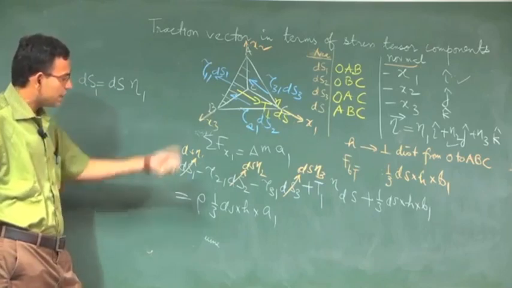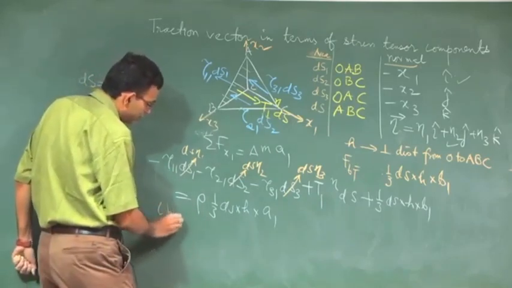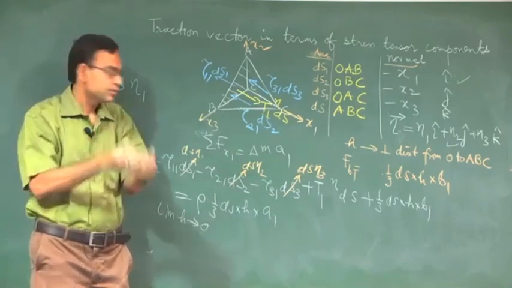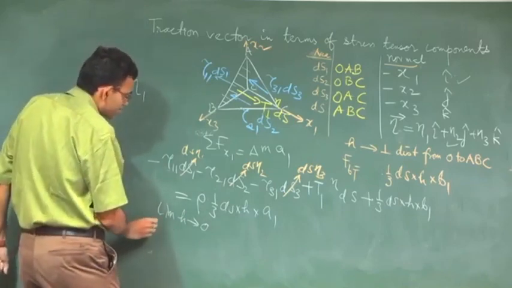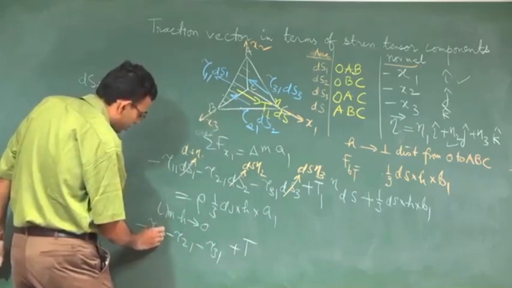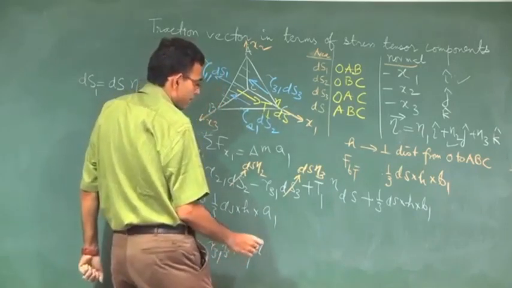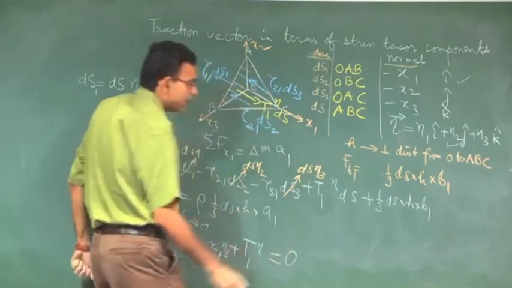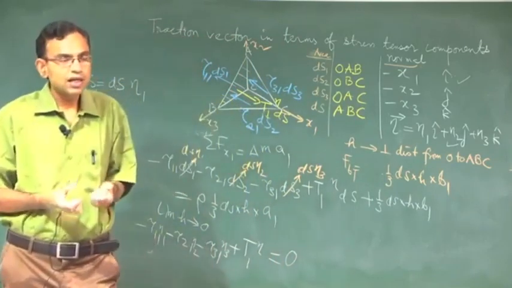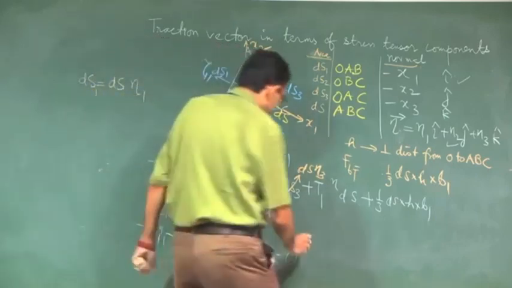So now you can cancel ds from both sides and take the limit as h tends to 0. If you take the limit as h tends to 0, this entire volume will shrink to the point O. Then what you get is minus tau 1 1 eta 1 minus tau 2 1 eta 2 minus tau 3 1 eta 3 plus T1 eta is equal to 0, right. Because if you take the limit as h tends to 0, body force does not matter and acceleration does not matter. So it is not really a problem of statics, it is a general dynamic problem, but the force balance is governed by the stress tensor. So T1.